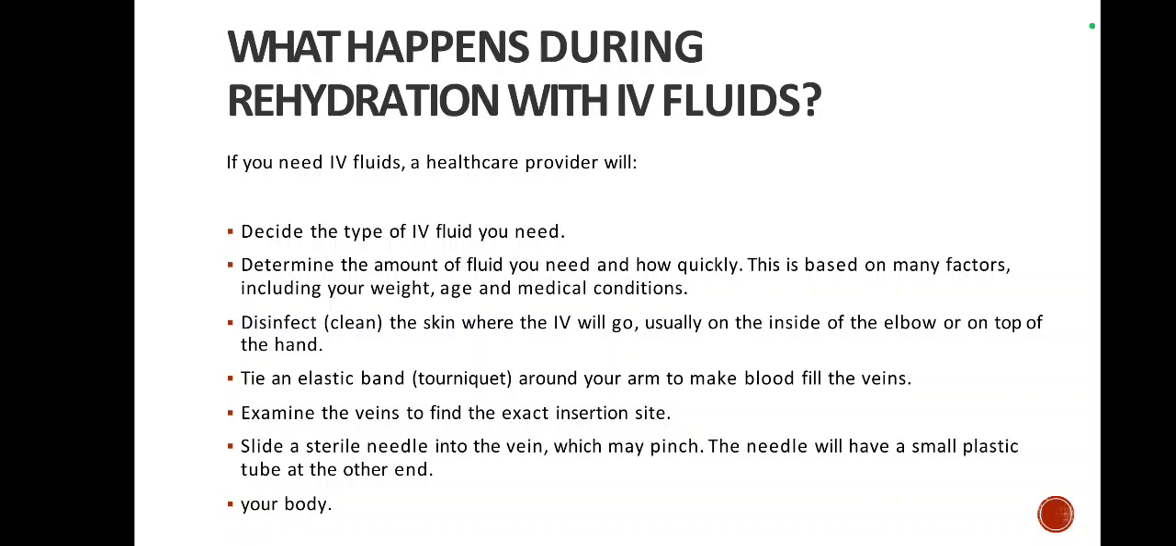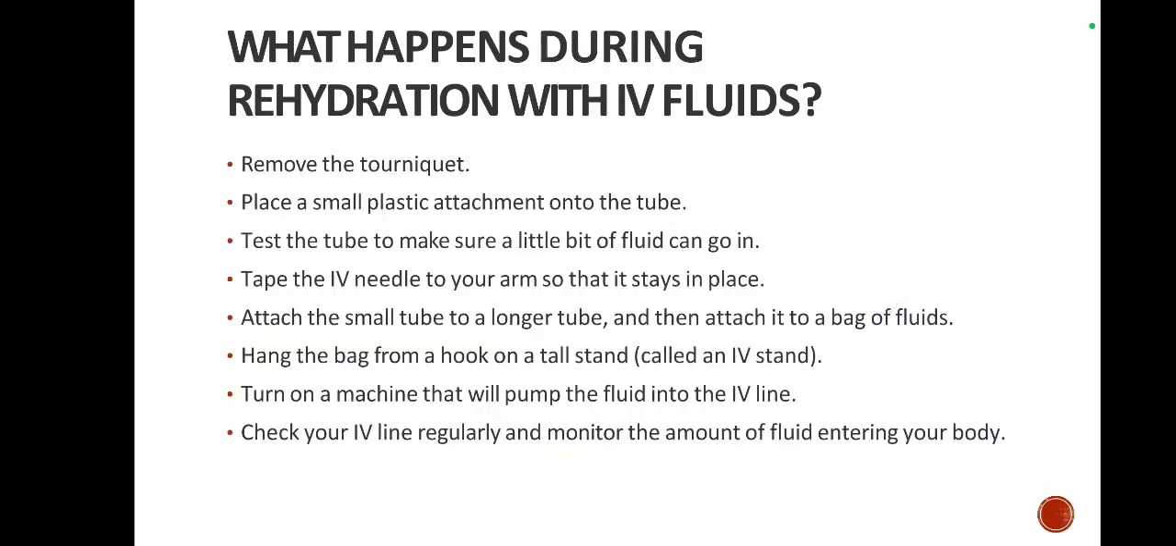Tie an elastic band or tourniquet around your arm to make blood fill the veins. Examine the veins to find the exact insertion site and slide a sterile needle into the vein, which may pinch. The needle will have a small plastic tube at the other end. Remove the tourniquet. Place a small plastic attachment into the tube. Test the tube to make sure a little bit of fluid can go in. And now you can tape the IV needle to your arm so that it stays in place.